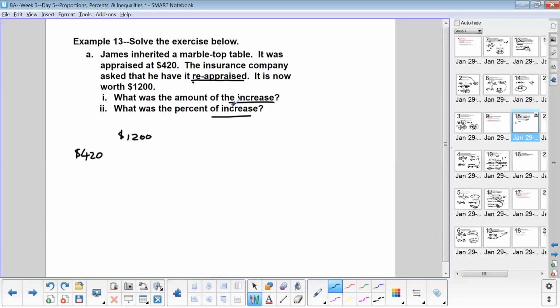So what's the amount of the increase? Well, the amount of the increase is just kind of figuring out the difference between the two. So the 1,200 minus 420, and that difference is $780. So it says, what's the amount of the increase? Well, it's $780 was the increase. So what's the percent of increase?